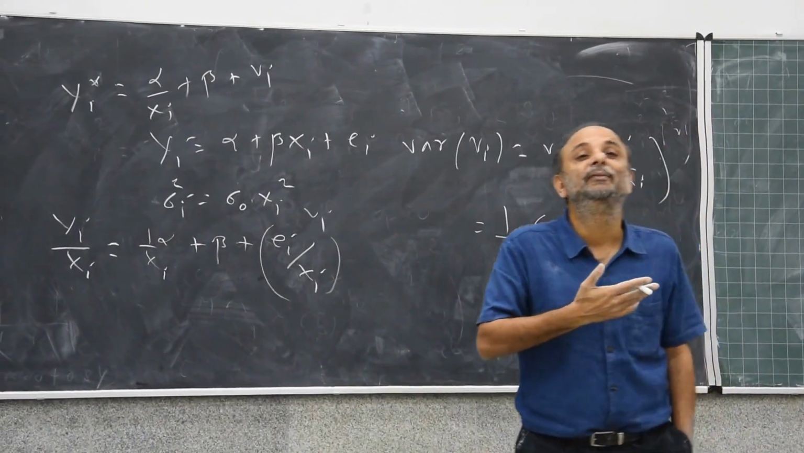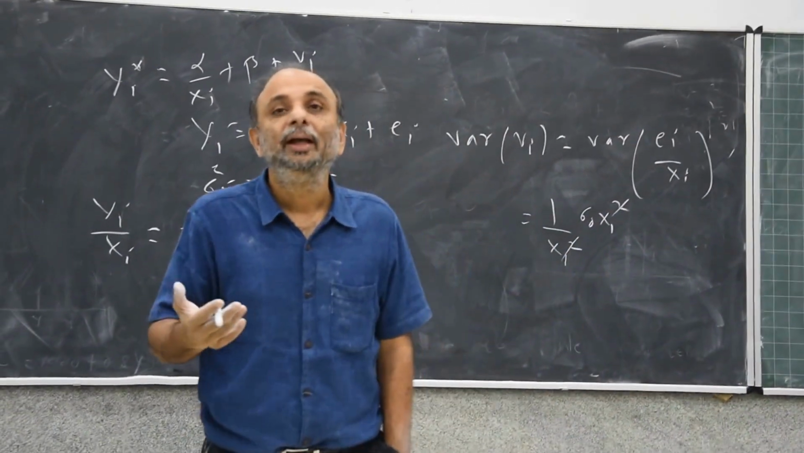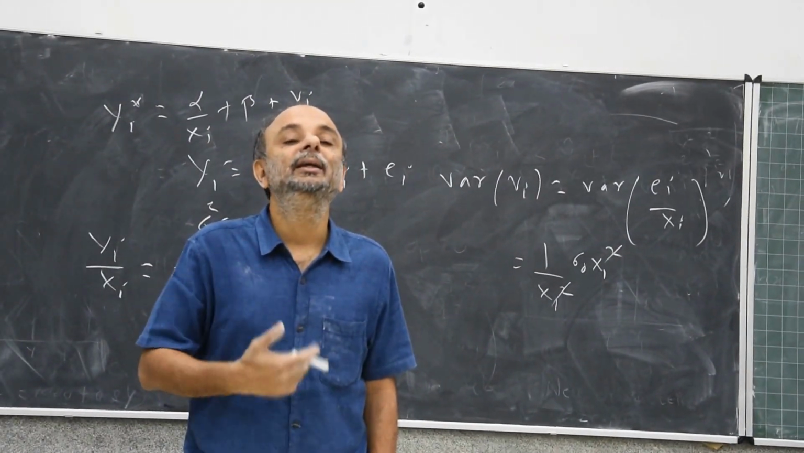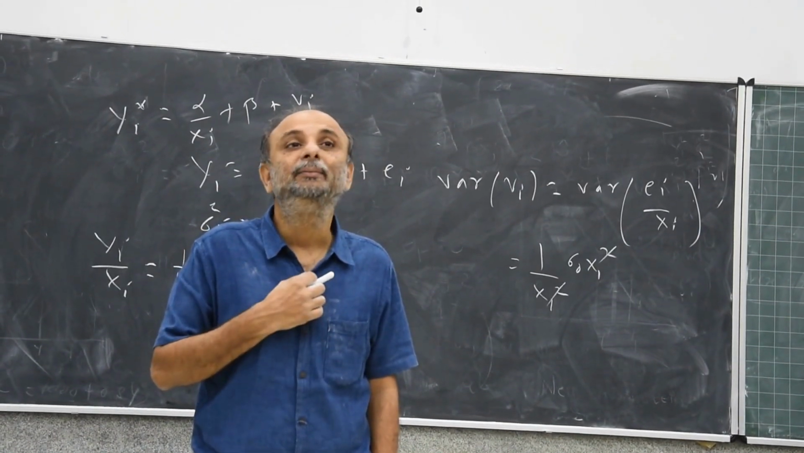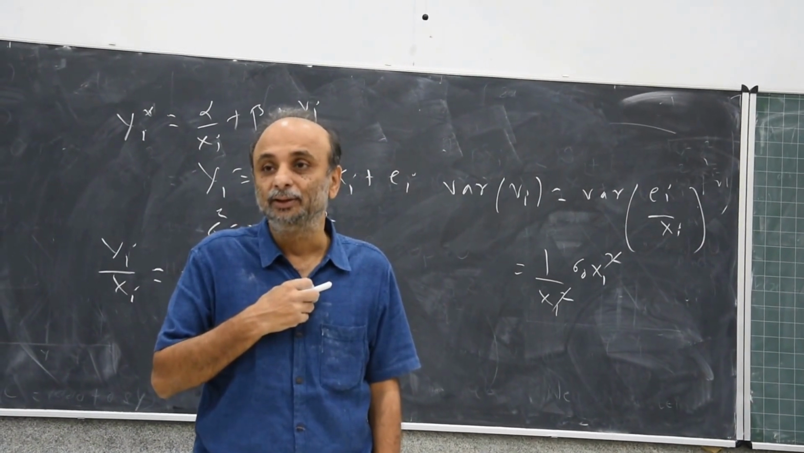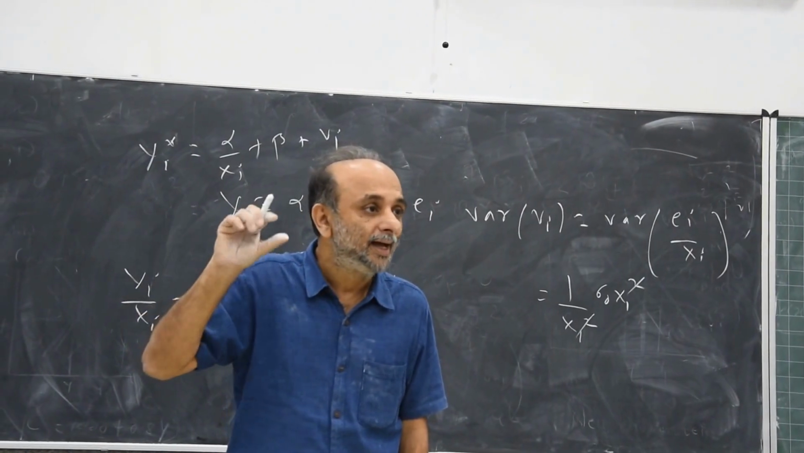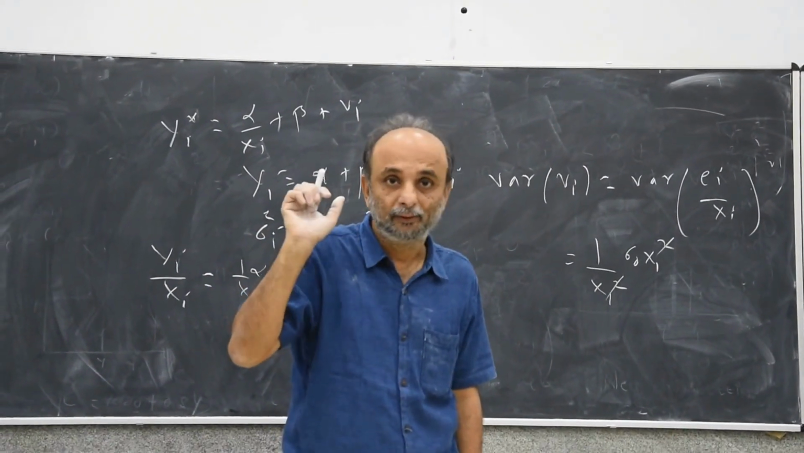So what we have done is we have rescaled the data in such a way that the variance of the error term is not variable. The new error term has a constant variance, right?